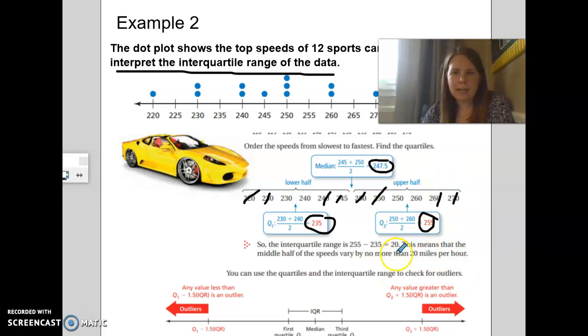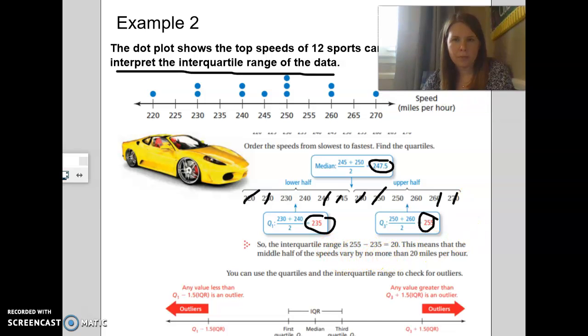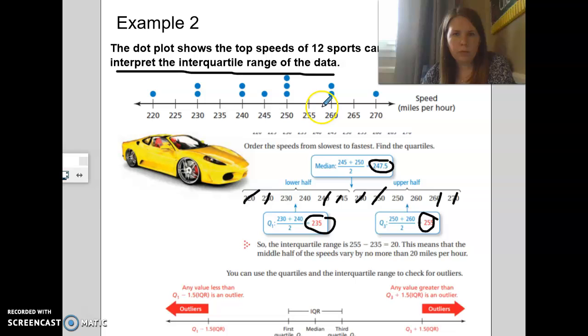And what it means is that the middle half of the speeds varies no more than by 20. So they were taking a look at between here and here, basically. This interquartile range is just looking at the middle of this data. In between here, they're saying it can't be any different than 20 miles per hour. But you have to be able to figure out what this middle is.